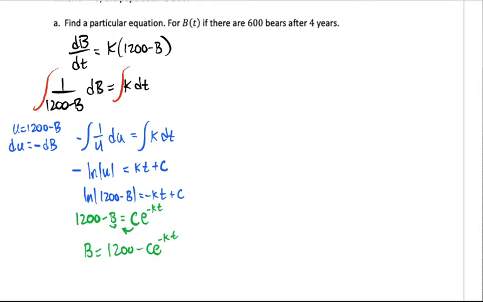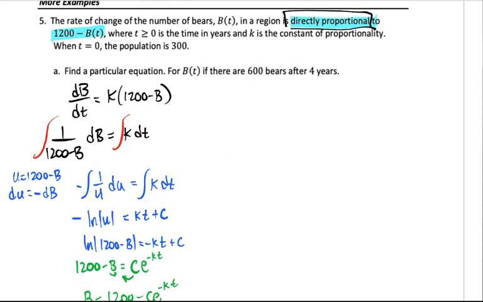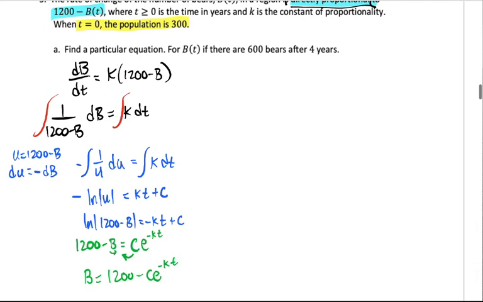And now that we have this, let's actually try to figure out what's happening here. So there's a little bit more information that they gave us that I think I didn't bother reading, but it said when t equals 0, the population is 300. So now that we know that, we're going to be able to find what c equals.